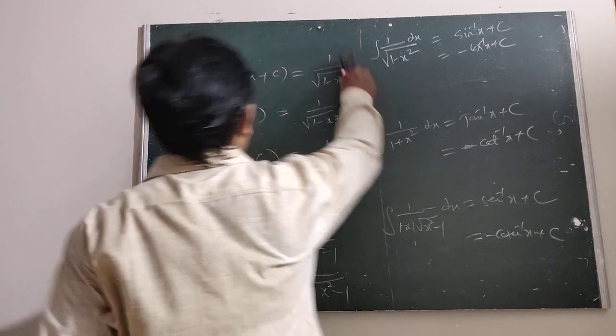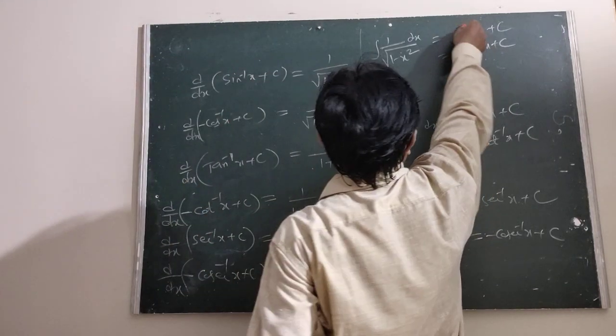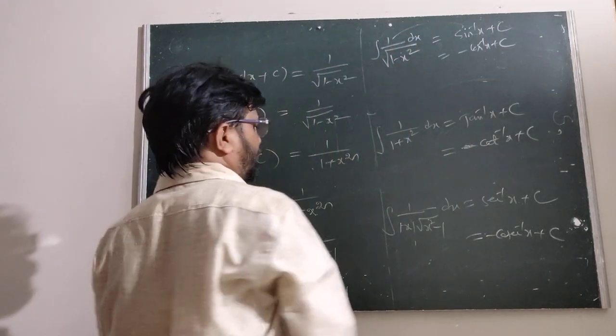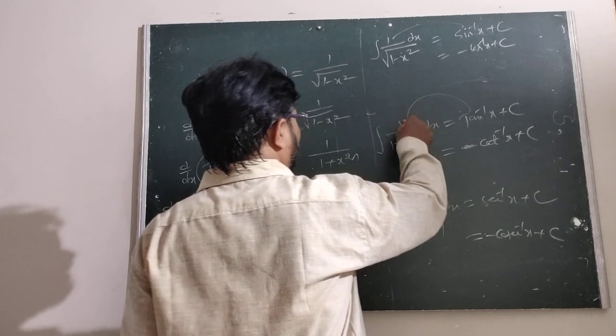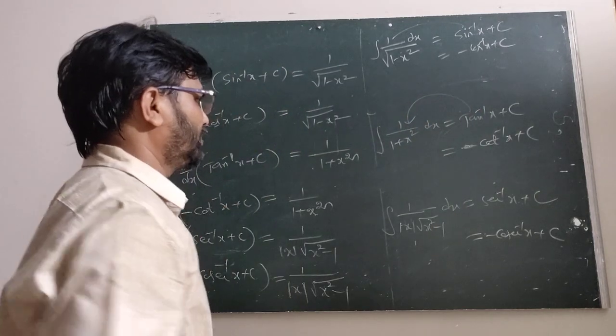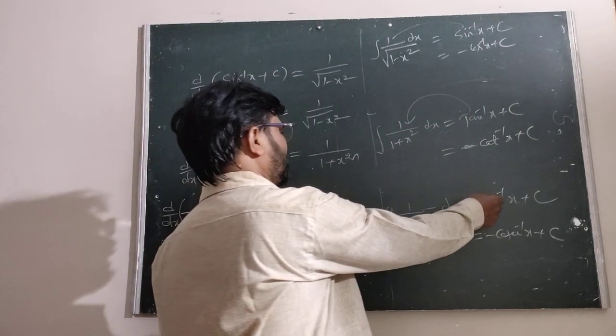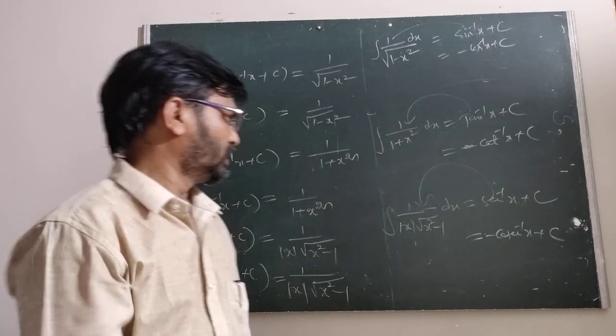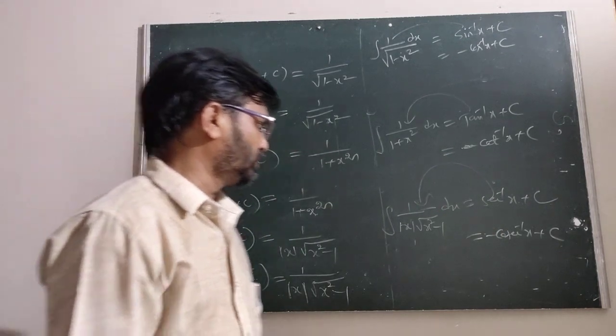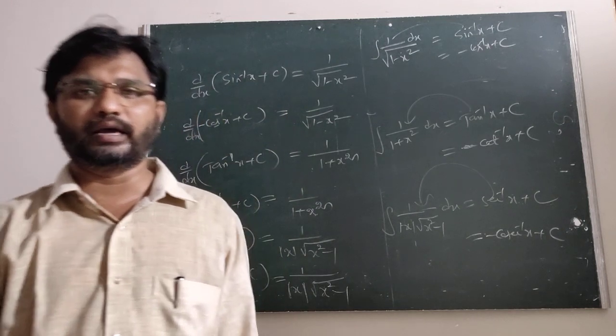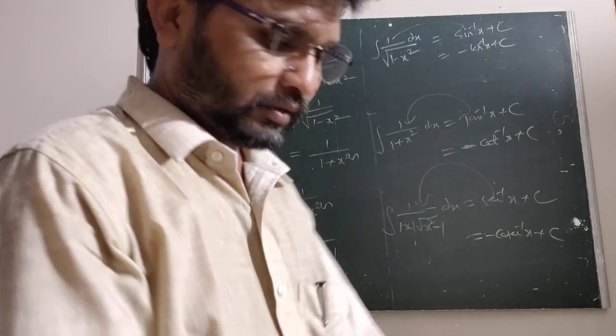Therefore, similarly like this, we can write the derivative of sin inverse x is 1 by root of 1 minus x square. Derivative of tan inverse x is 1 by 1 plus x square. Derivative of secant inverse of x is 1 upon mod x into root of x square minus 1.